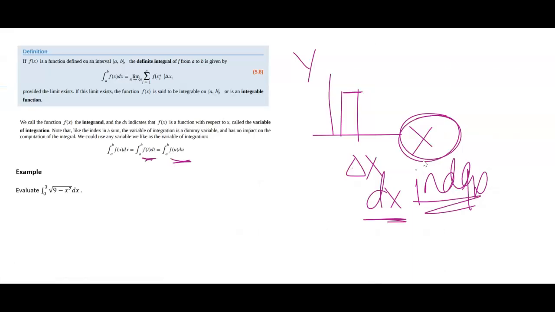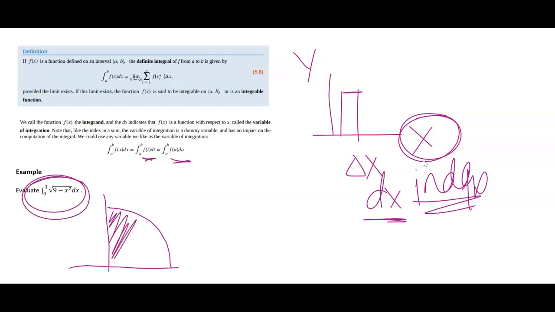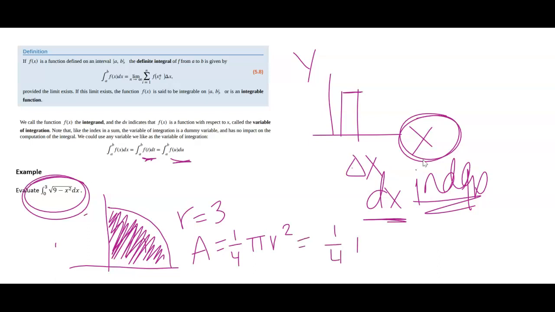So if we go back here and draw a graph from 0 to 3, I'm looking at the quarter circle. Again, this notation means find the area between that function and the x-axis from 0 to 3. If I have a radius of 3 and the area of a full circle is pi r squared, then this piece would be a fourth of that. So this area is going to be 1/4 pi times 9, so 9 pi over 4.